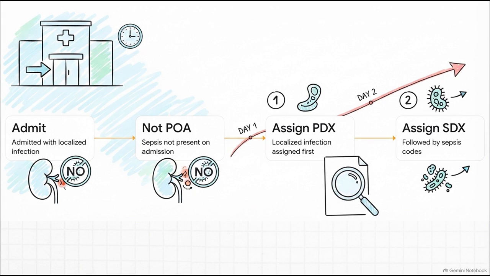If the sepsis was not present on admission, our baseline rule completely flips. The localized infection, the whole reason they were brought into the hospital in the first place, remains the principal diagnosis. The sepsis, because it developed post-admission, gets bumped down to a secondary diagnosis. As an auditor, I really can't stress this enough. Always trace the timeline of the clinical documentation.